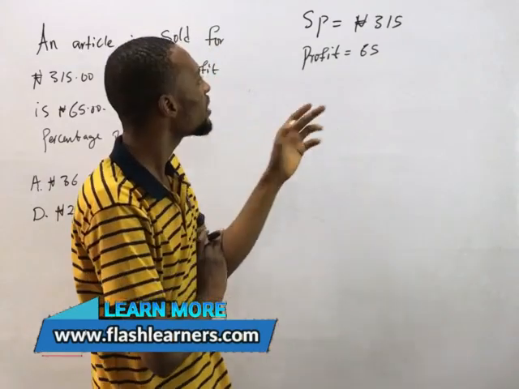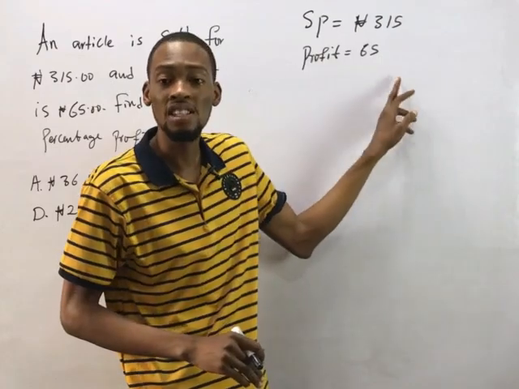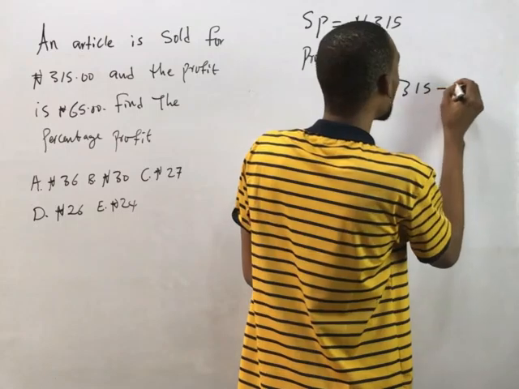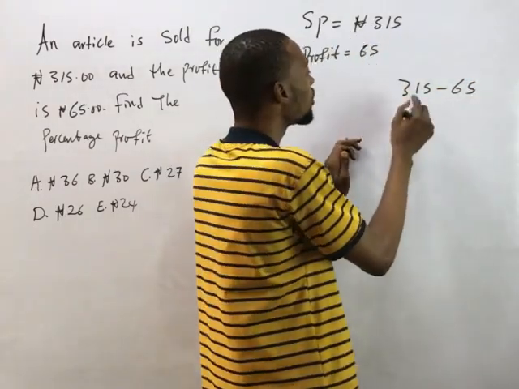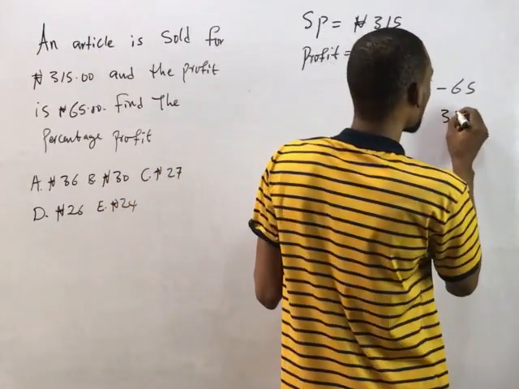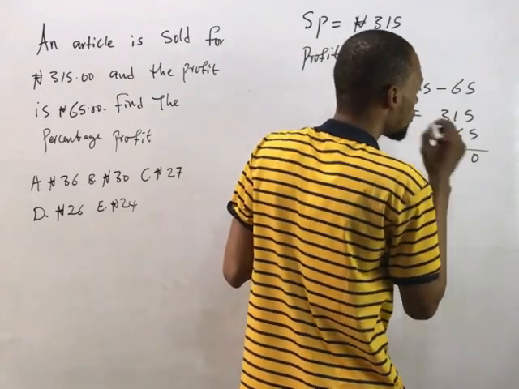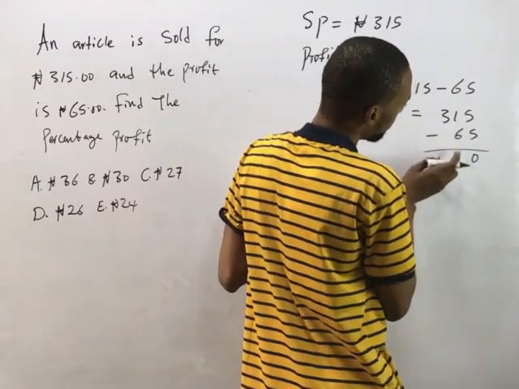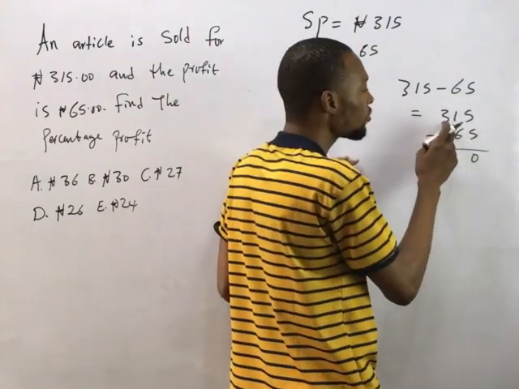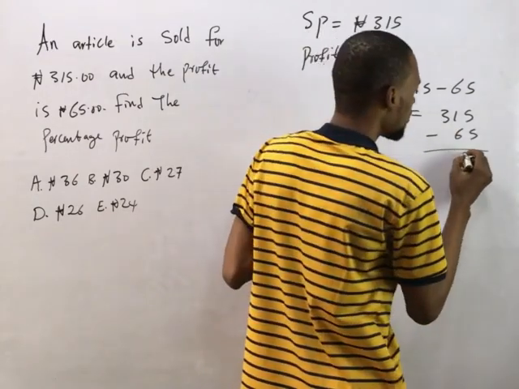20 naira. Similarly, he sold it for 315 and they said he made a profit of 65 naira. That means the amount he actually bought it for is 315 minus the profit he made. So this will give you the what? Cost price. So subtracting 315 minus 65. 5 minus 5 is what? 0. You have 1 minus 6, can't go. Take 1 here and put it here, right? To give you what? 11. 11 minus 6 is what? 5. So this is 5.